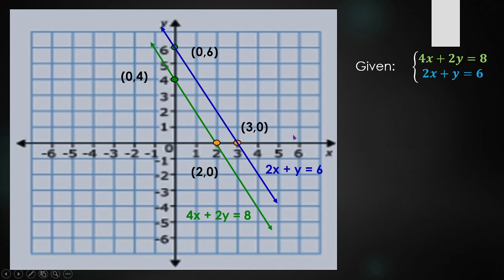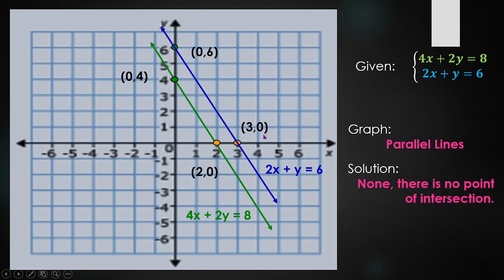Are they intersecting? No, they are not. Are they coinciding? No, they are not. They are parallel lines. We say that parallel lines are coplanar lines that do not intersect. Now, if parallel lines do not intersect, do they have a point of intersection? Obviously, there is no point of intersection because parallel lines will never intersect. No matter how far or how long you extend these 2 lines, they will never meet. So they do not have any common point.